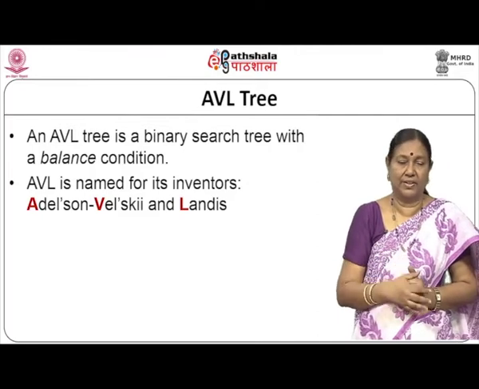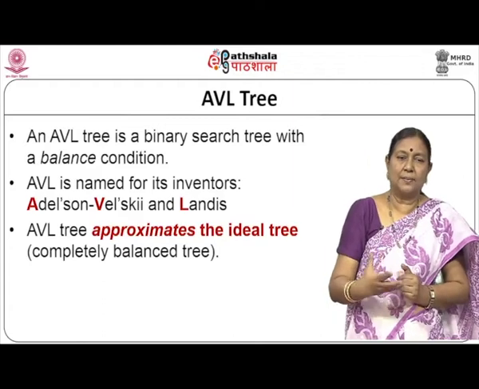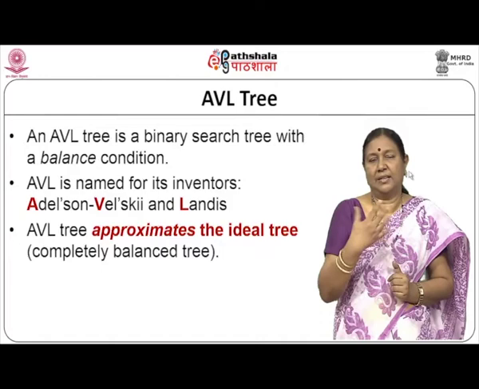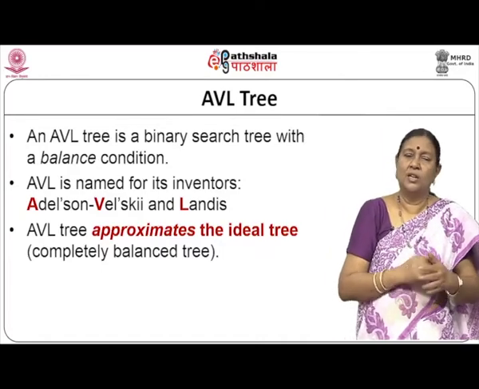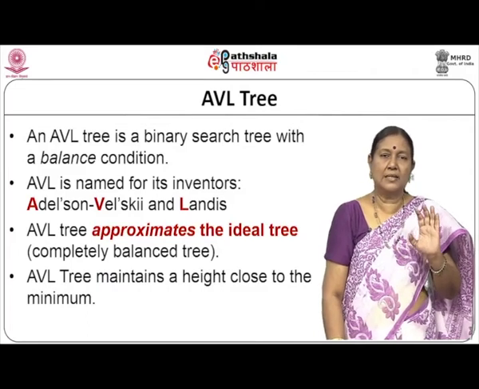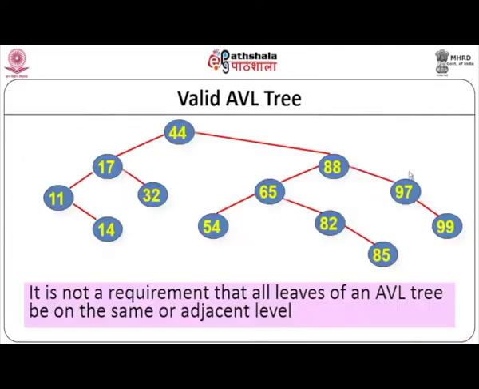Now, that is the meaning of AVL, the first letters of all three of them. And it approximates the ideal tree. What is an ideal tree? As we already discussed, it is a completely balanced tree that we cannot have, as it is too costly an operation. So it approximates that. So that is the AVL tree, and it maintains a height close to the minimum, that is -1 to +1, that is what we said.